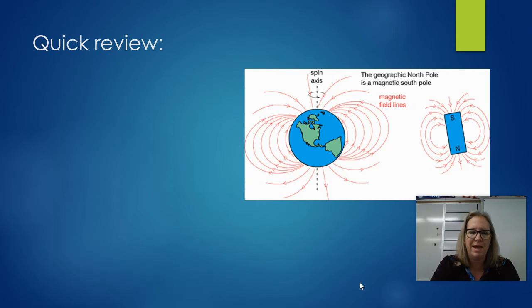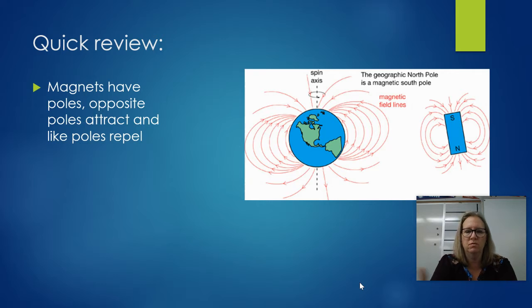Okay, so quick review on magnets. You know this, you've played with magnets enough as a kid that you kind of know a lot of this stuff. Magnets have poles, they have a north pole and a south pole. That's where our magnetic north pole and magnetic south pole comes from. Opposites attract, like poles repel.